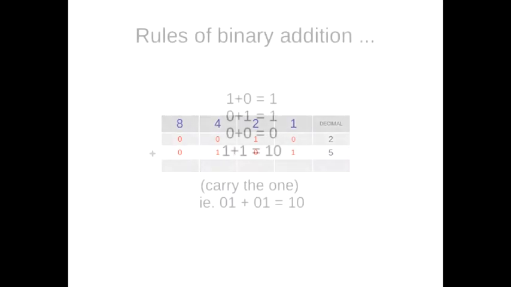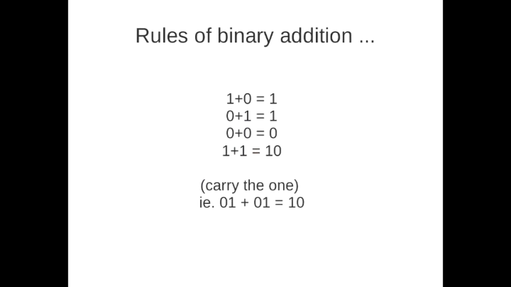Well, the rules of binary addition are as follows. 1 plus 0 or 0 plus 1 is 1. That's always the case. 0 plus 0 is 0, obviously. And then 1 plus 1 is 10. But 1 plus 1 is equal to 2, so we just carry the 1. When we reach the number 2, we just carry the 1 over into the next column.